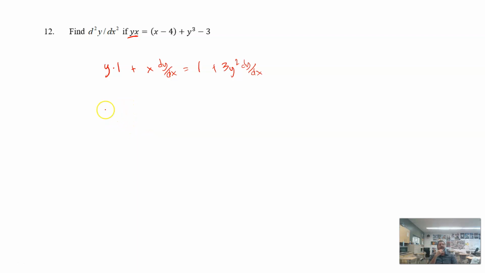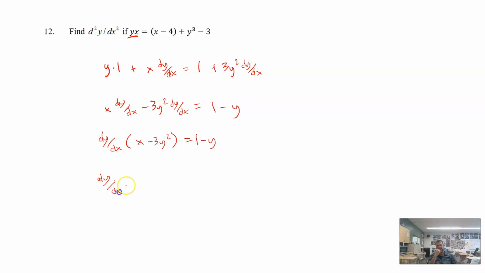Now on this one, we're actually going to have to get all the dy dx's to one side. So I'm going to have to subtract 3y squared over to the left-hand side, and everything else goes over to the right-hand side. So I've got 1 minus y, because y times 1 is just y. Then I factor, remember, that dy dx out of the function. So I get x minus 3y squared is equal to 1 minus y. Then I go dy dx is equal to 1 minus y over x minus 3y squared. So that is my first derivative.